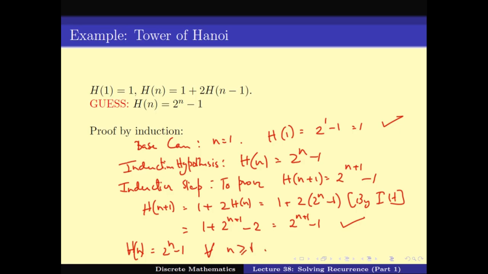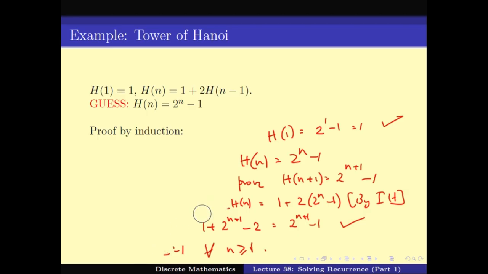Note that this is not only a way of proving the recurrence, this also, if you go back to your previous video, gives us a compact form for the number of moves required for the Tower of Hanoi problem. So the Tower of Hanoi problem therefore requires 2 power n minus 1 moves, and we got it by first modeling it as a recurrence relation and then solving the recurrence relation. Now how did we solve the recurrence relation? We first guessed the solution and then we proved that the guess is right.